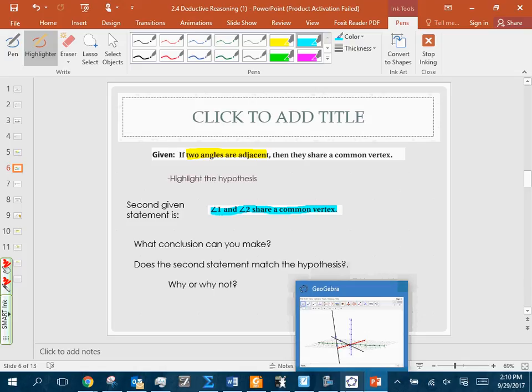No. Okay? If two angles are adjacent, then they share a common vertex, and it says angle 1 and angle 2 share a common vertex. Those two things are not matching. Adjacent is a larger concept than just having a common vertex. Does that make sense? Being adjacent means common vertex, common side, no common interior points. Okay? So those two ideas do not match. So I cannot make a conclusion about angle 1 and angle 2. And here's the reason.